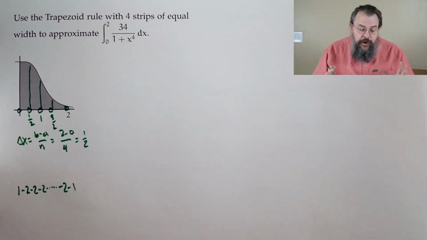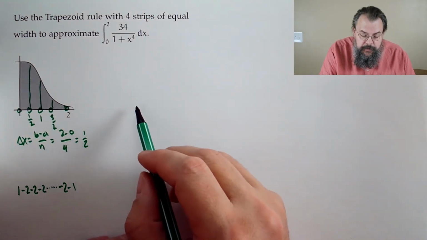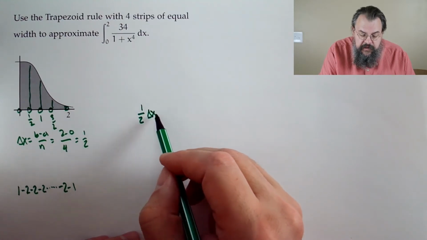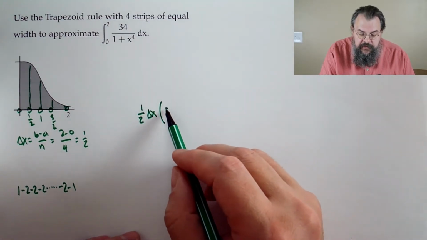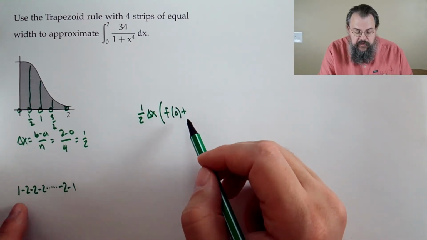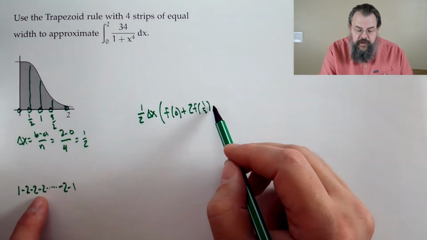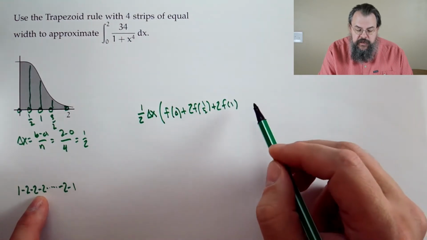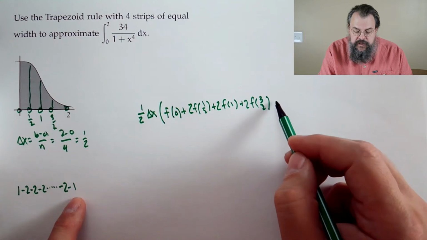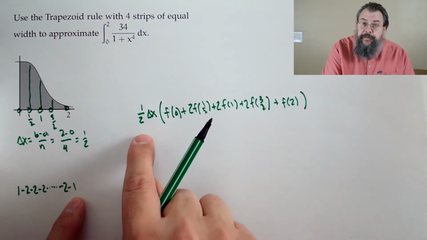Okay, so where do we go? Well, what do we need? The formula says you're going to have a 1/2 delta x times our function at the left end, 0. Okay, so that's our 1. Now we're going to double the things in the middle: 2f of a half, 2f of 1, 2f of 3 halves. And now that we're at the other end, we're just going to have one of those, so f of 2.